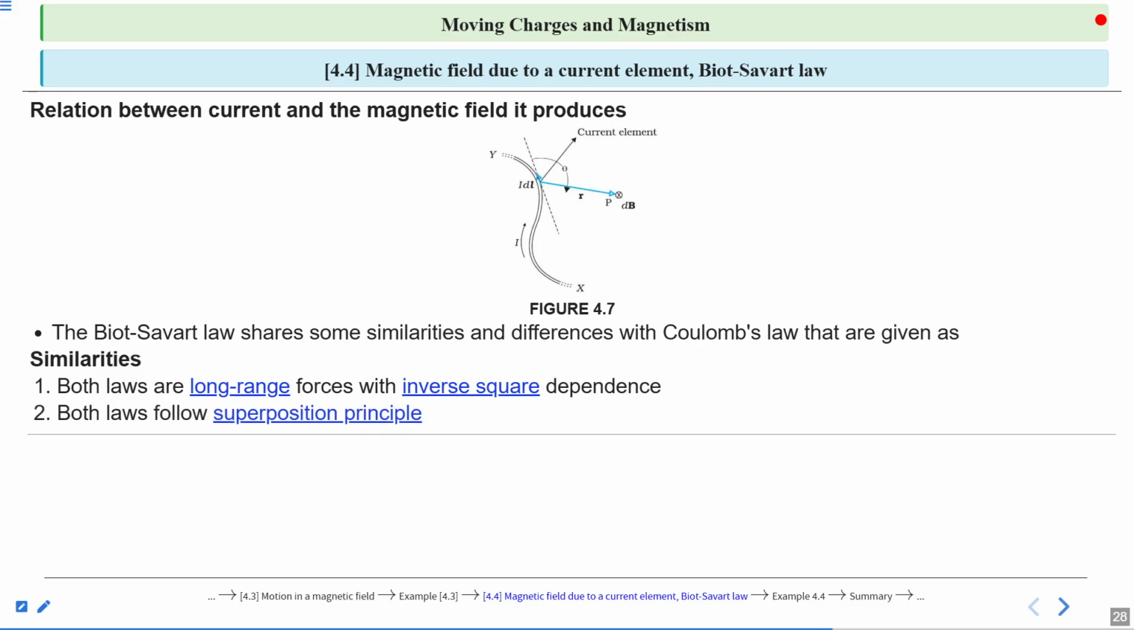Both laws follow the superposition principle. Okay, you know the superposition principle. What is the superposition principle? The electric field at any point can be represented as the vector sum of all the electric fields due to individual charges present around that point. And what is the superposition principle for the magnetic field? The magnetic field at point P can be represented by the vector sum of all the magnetic fields produced by individual small elements dl. So both laws follow the superposition principle.